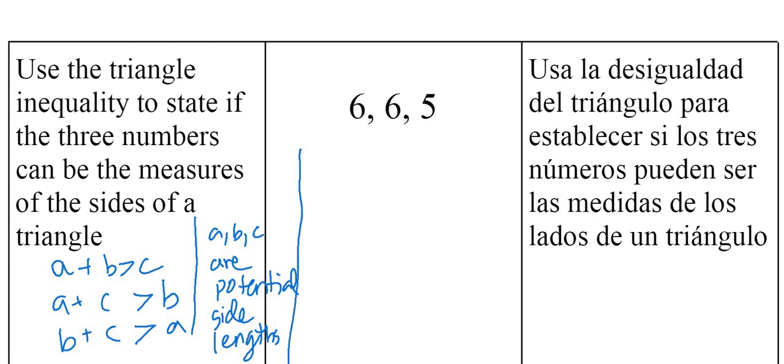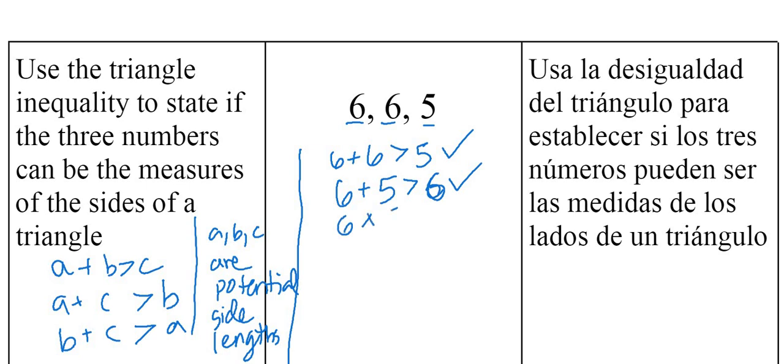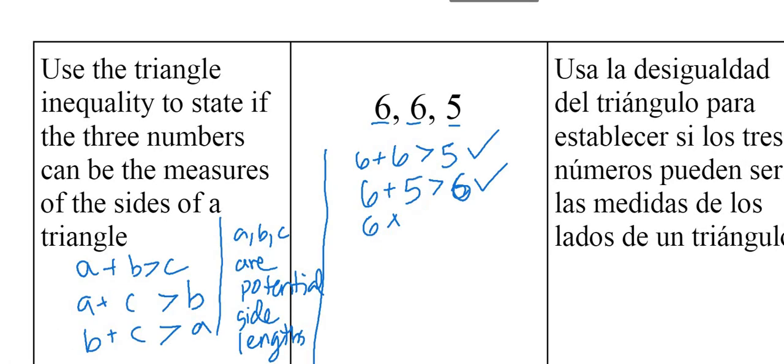All right, so here we have sides 6, 6, and 5. 6 plus 6 is 12, which indeed is greater than 5. Very, very good. 6 plus 5 is greater than 6. Very, very good. And you could stop now, but if you want to see all three, even though the second and third are the same, then we check this last one. 6 plus 5 greater than 6. Very, very good.